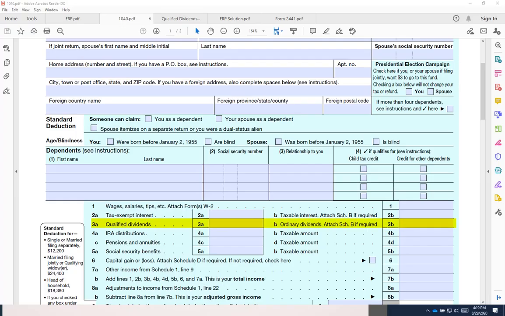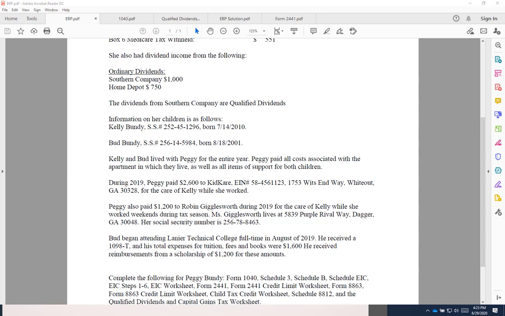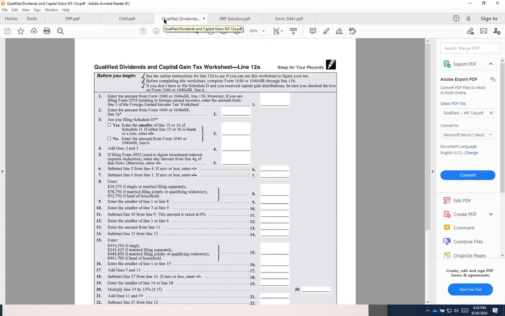We had talked about qualified dividends earlier, line 3, 3A and 3B, ordinary dividends. And remember, Schedule B, if required, we need to fill that out. It's required if either taxable interest or dividends is more than $1,500. In this problem, we have dividends from Southern Company that are qualified dividends. So we must fill out the qualified dividends and capital gains tax worksheet, line 12A.